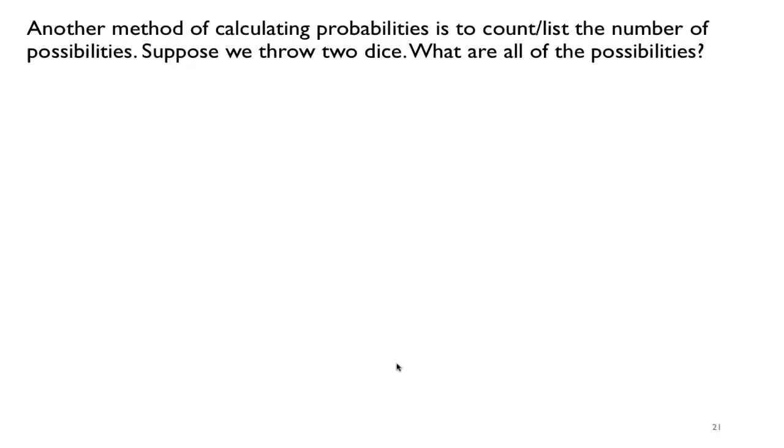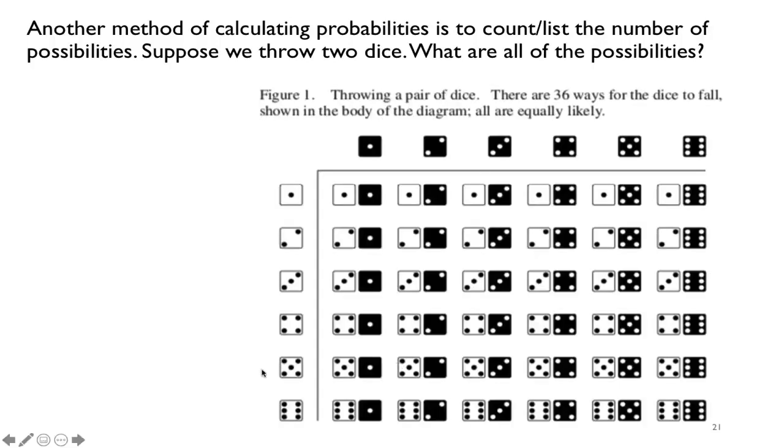Another way to calculate probabilities is to count or list out the possibilities. Sometimes, instead of using formulas like what we did, we can just count all the possibilities and use that to find probabilities. For example, suppose we throw 2 dice. What are all the possibilities? The first die could be 1 to 6. The second die could be 1 to 6. Putting them together, you get 6 times 6, which is 36 possibilities. So sometimes, listing them out can help us find probabilities.